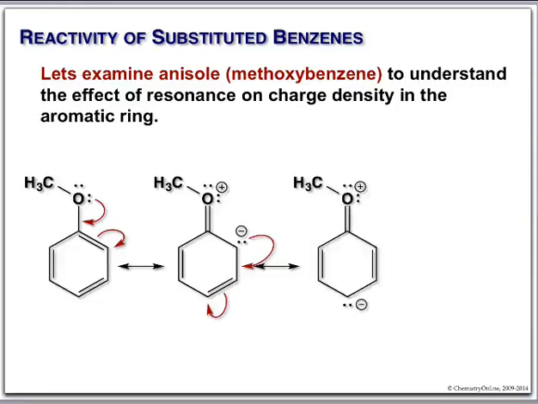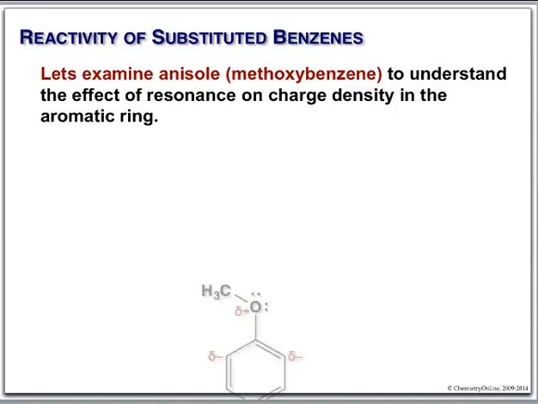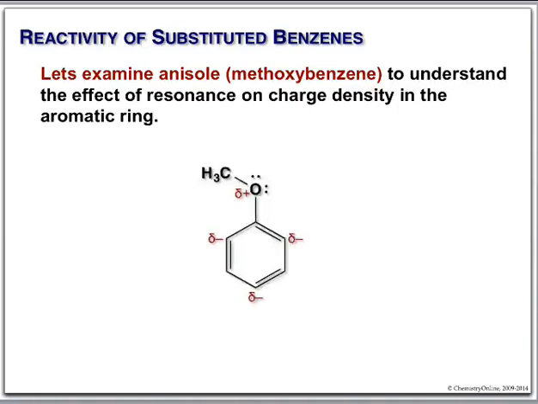And finally, we can do this again. Move the electron pair in, localize these on this carbon, and get this as our resonance form. So our prediction here is that for anisole, we would expect a partial positive charge on the oxygen, and we would expect enhanced electron density here, here, and here. The resonance hybrid would look like this.